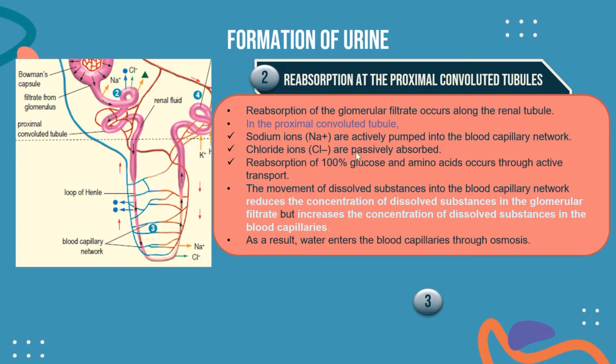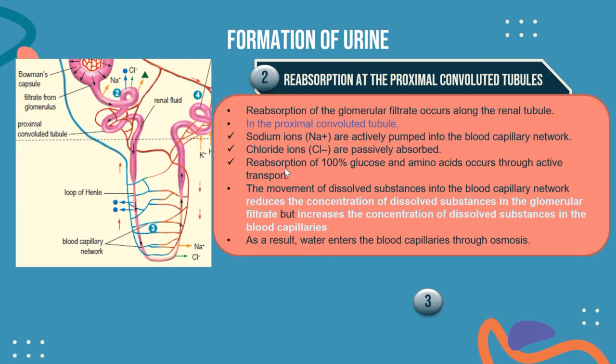Chloride ions are passively absorbed. Chloride ions in the glomerular filtrate move to the blood capillary by passive transport. Passive transport means movement from a higher concentration area to a lower concentration area, while active transport means movement from a lower concentration area to a higher concentration area.